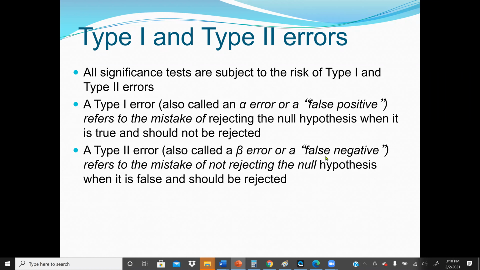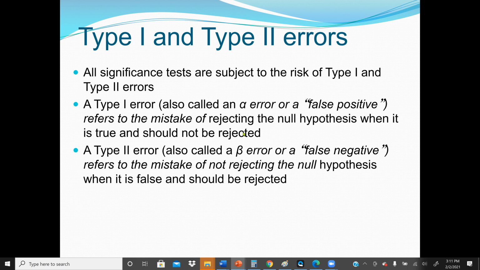Whereas type 2 error means false negative, we are accepting. We refer to the mistake of not rejecting. That means we are accepting the null hypothesis that is false. So that's why, when we look at the p-value, when the p-value is very low, lower than the level of significance, then we do what? We reject the H0, because if the p-value is very high, that means H0 is good, is true.